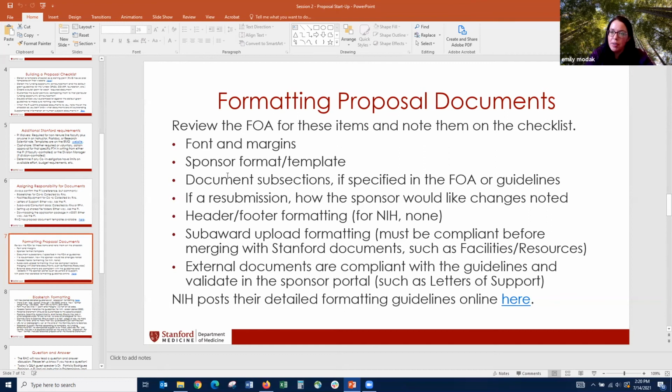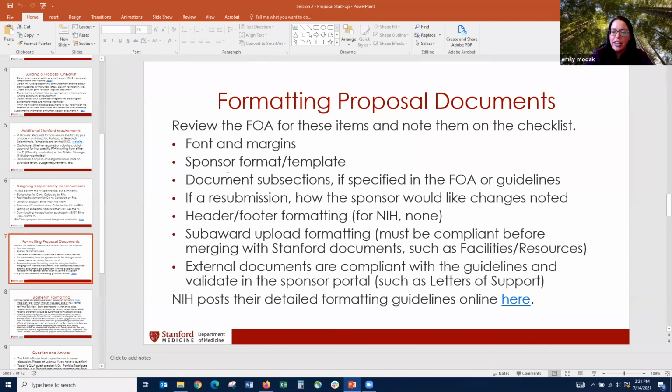Make sure you're using the sponsor format or templates. Some foundations will have templates that have specialized headers or footers or notations. Just want to check for that and make sure your PI has it. If your document is subdivided, make sure that you have the right subdivisions in place. Like for NIH research strategy, it's organized by significance, innovation, and approach. But maybe the foundation uses 5 subheadings, and maybe your PI is trying to apply to both places, and you just want to make sure the PI knows it's a little bit different.